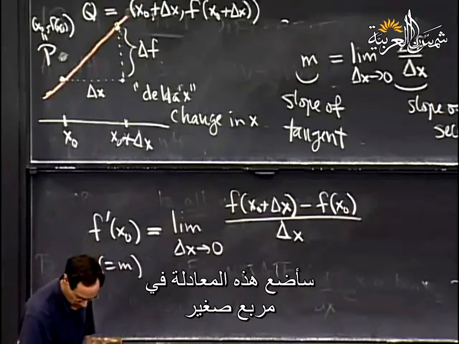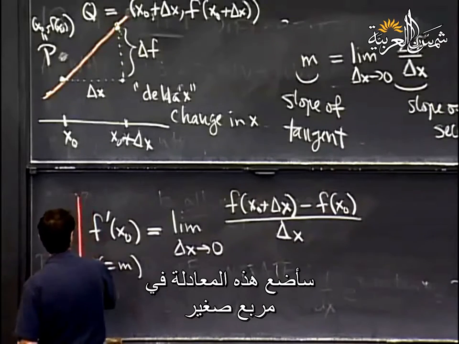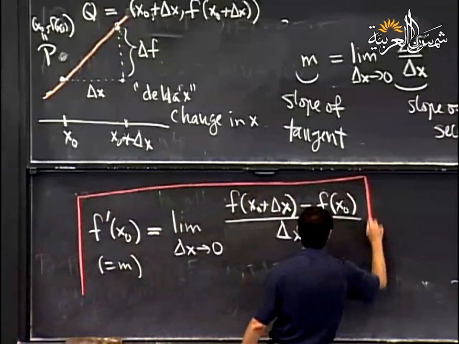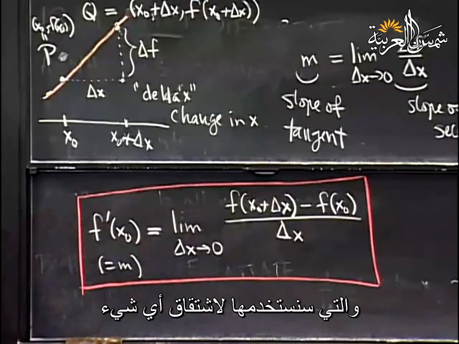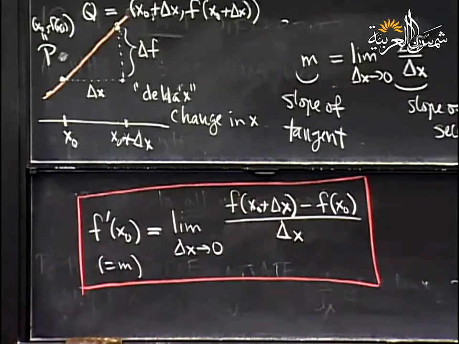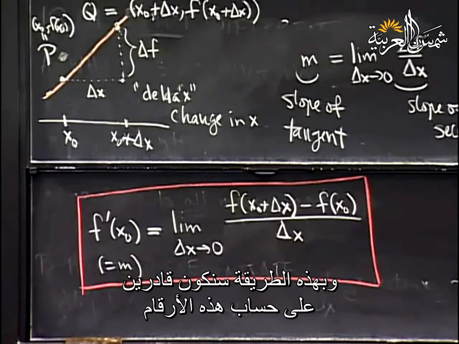I'm going to put this in a little box because this is by far the most important formula today, which we use to derive pretty much everything else. And this is the way that we're going to be able to compute these numbers.